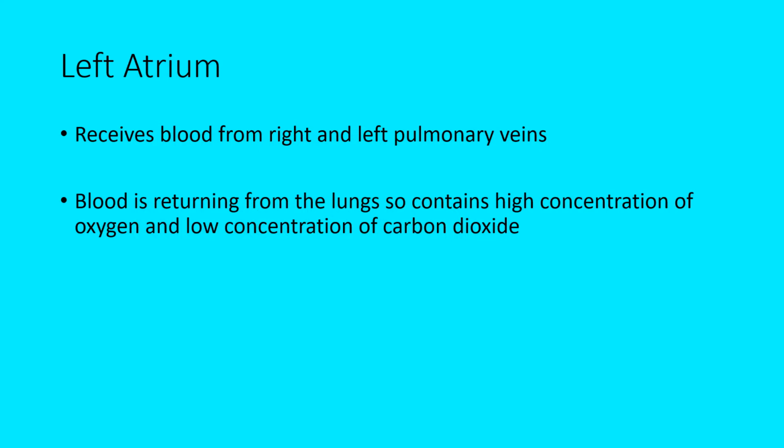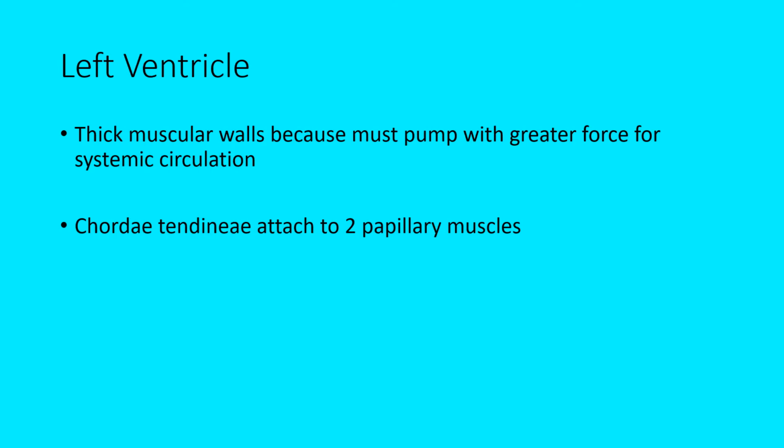The left atrium receives the blood from the right and left pulmonary veins. There are 2 right pulmonary veins and 2 left pulmonary veins, so it's got those 4 veins draining the blood into the left atrium. That blood is returning from the lungs, so it's going to be highly oxygenated, meaning it has a very high concentration of oxygen and very, very low carbon dioxide. The blood's going to go through that bicuspid or mitral valve into the left ventricle. The left ventricle, as we said, has very thick muscular walls because it's got to pump that blood all the way through the entire systemic circulation. So it's got to have a lot of force to do that.